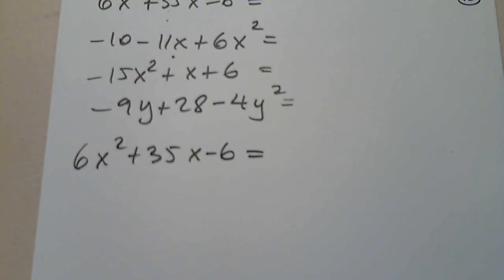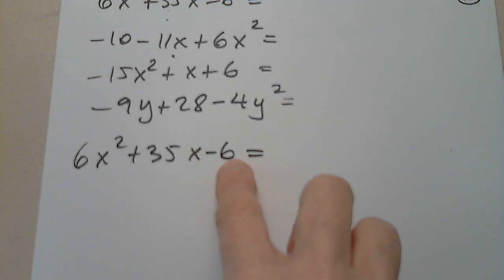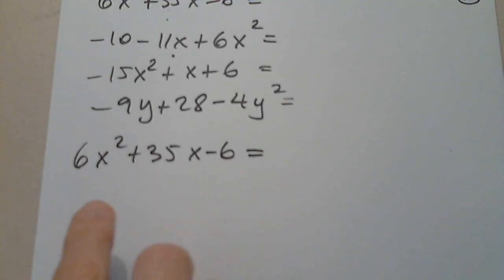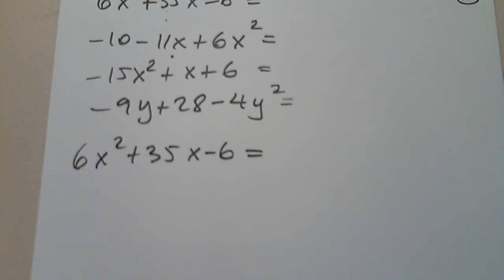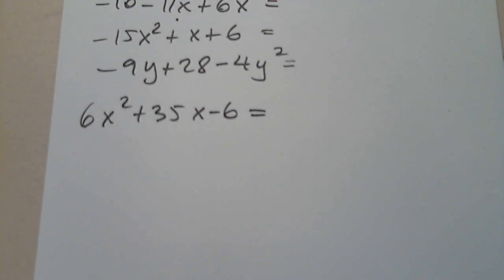Descending order, greatest common factor, no. Negative leading coefficient, no. Special product, no. This is not a perfect square, and it's also negative. 1 is not the leading coefficient, so we are down to the last option.